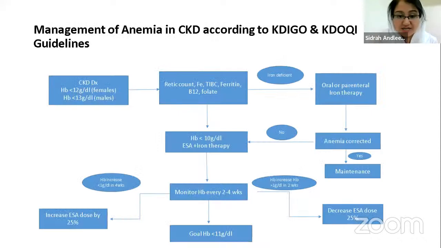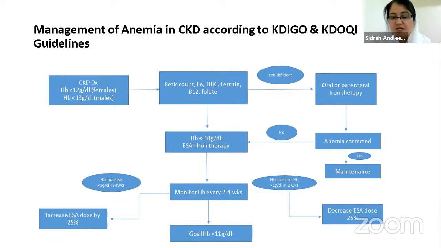Now coming to anemia, which is very important. You look at the hemoglobin. Any hemoglobin, the target is more than 12 for females and more than 13 for males. You do the retic count, iron binding capacity, and ferritin. If there is iron deficiency, you do oral or parenteral iron replacement in the patient.